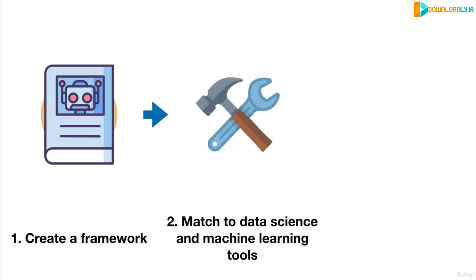Number two, we're going to match that framework, once we've gone through it, to available data science and machine learning tools. This means that people have already had similar problems to what we're going to try and solve in the past, and so they've created tools for those problems. So we're going to learn what tools are used for what machine learning projects.